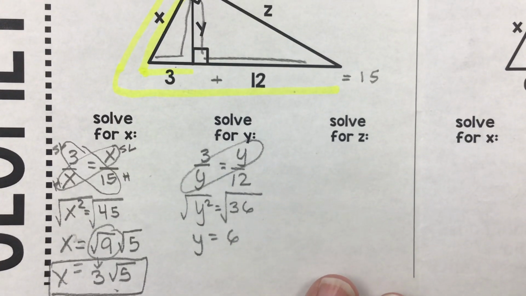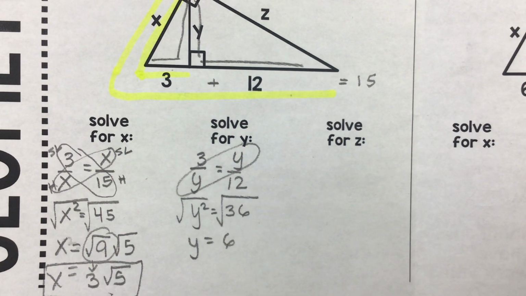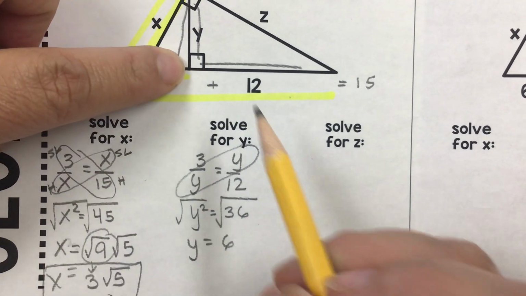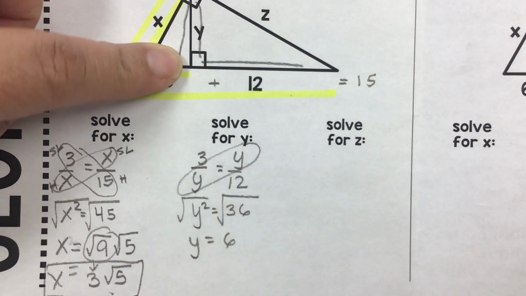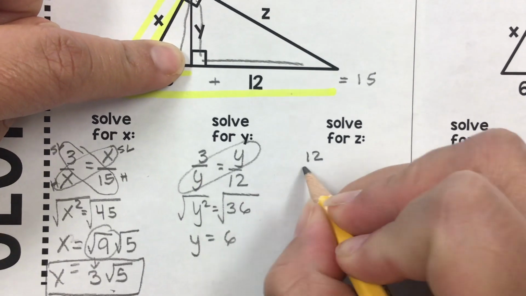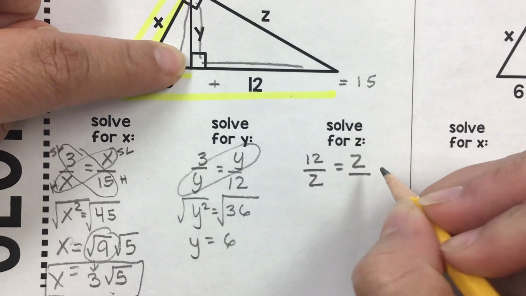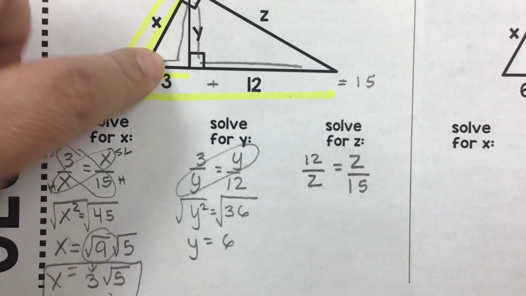Z can be set up the same way. I'm just not going to highlight it because having all those markings on your notes would be confusing. But we start over here and we're going to do 12 divided by Z. 12 divided by Z is equal to Z divided by 15. Why does that work?